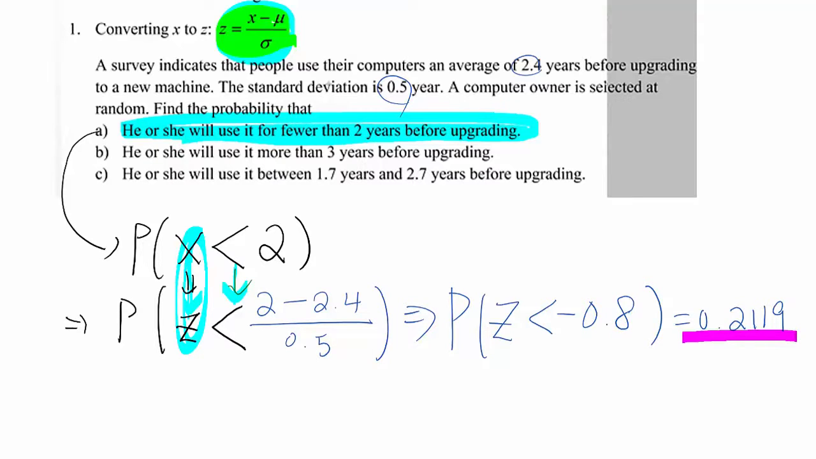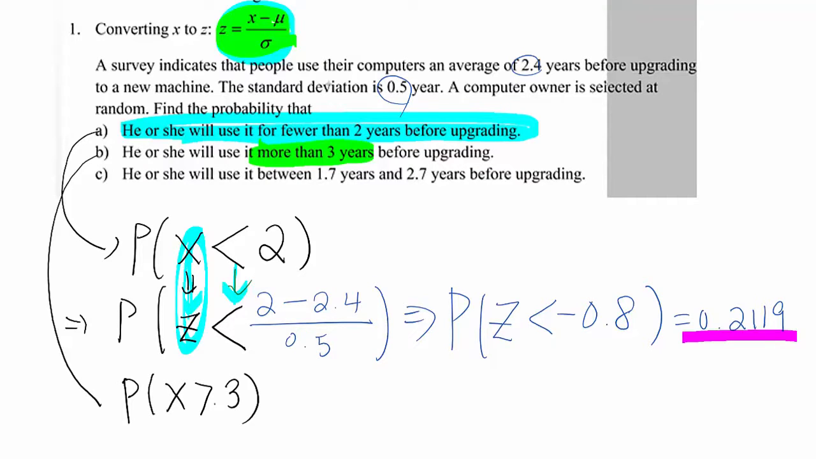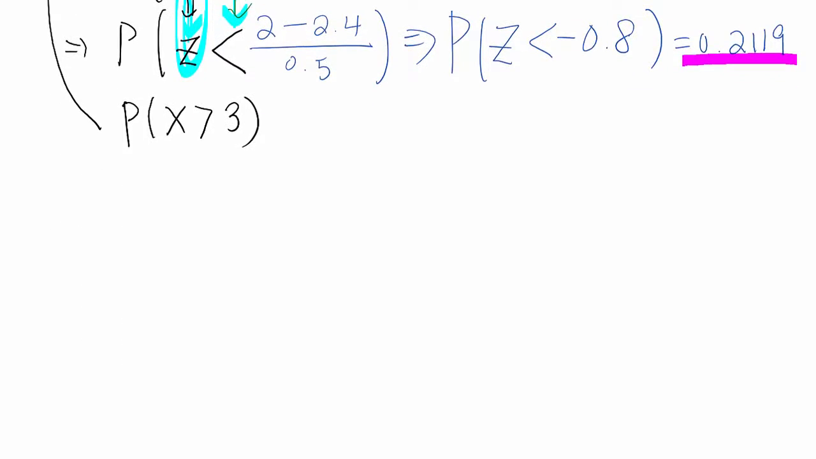Okay. Now look at the B. B is he or she will use it more than 3 years. Okay, it should be more than 3 years. So as I told you, this sentence is based on the data x. So you can rewrite this probability x is bigger than 3. Good. Now it is a normal data set. We need to convert this to z-score. Otherwise, we cannot find the probability.